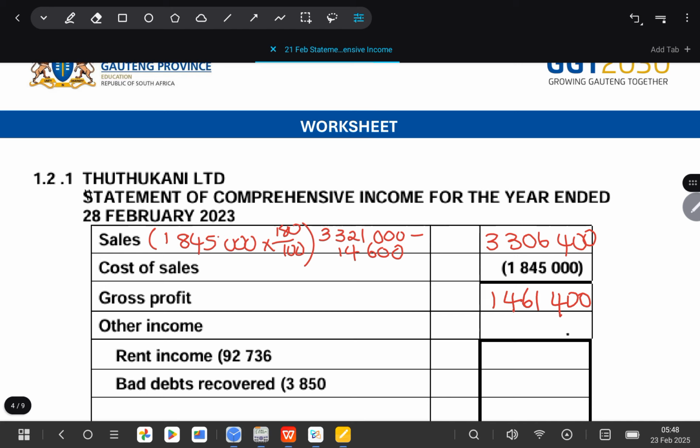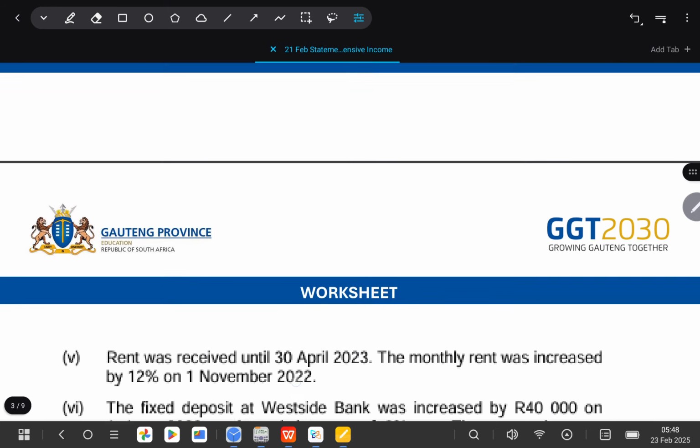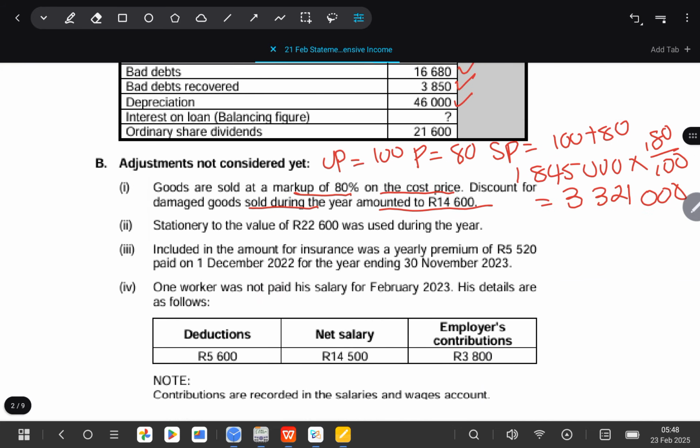Most of the marks are going to be allocated to you getting the right sales figure. Okay, so you need to make sure that you remember that. And my apologies for the paper not being that 100% clear. I got it as it is.